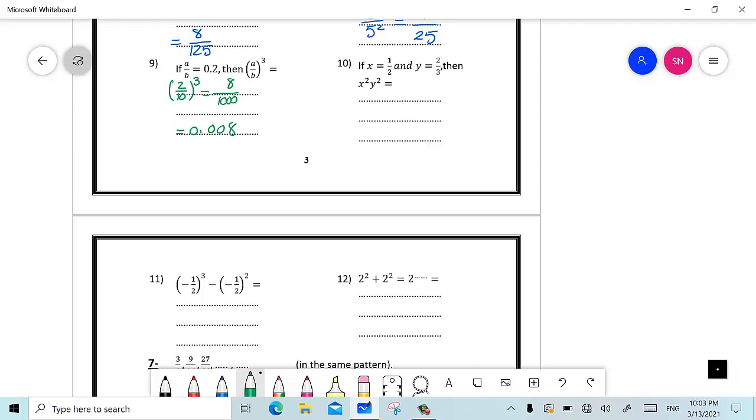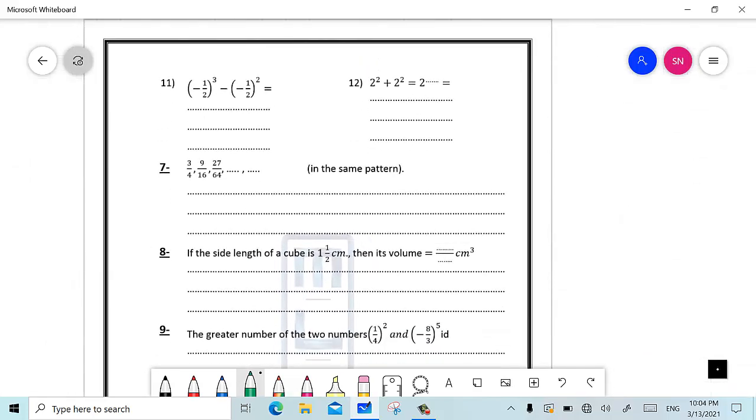Number 10, if x is equal to half and y is equal to 2 over 3, then x squared y squared is equal to, now it's easy for you to find this one, so I want you please to pause and go and answer this question and come back to compare your answer. Here I have x squared, which is going to be half all squared, times y squared, which is going to be 2 over 3 all squared. 1 squared equals 1. 2 squared equals 4, times 2 squared equals 4. 3 squared equals 9. 4 is cancelled with 4, so the last answer I have is 1 over 9.